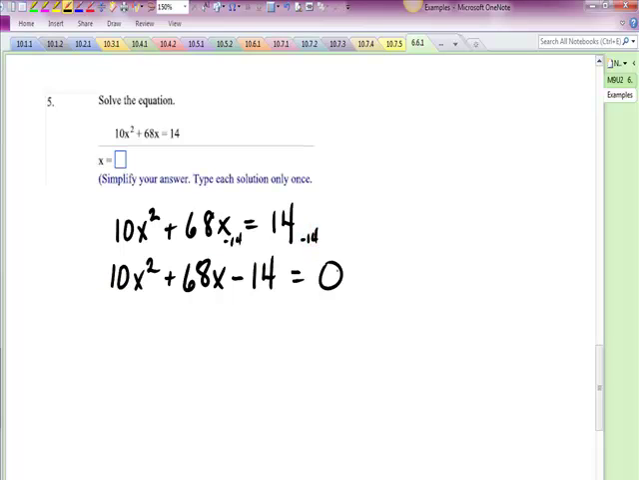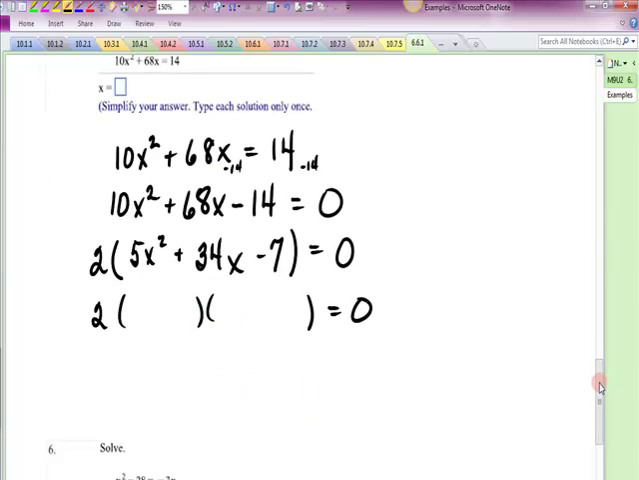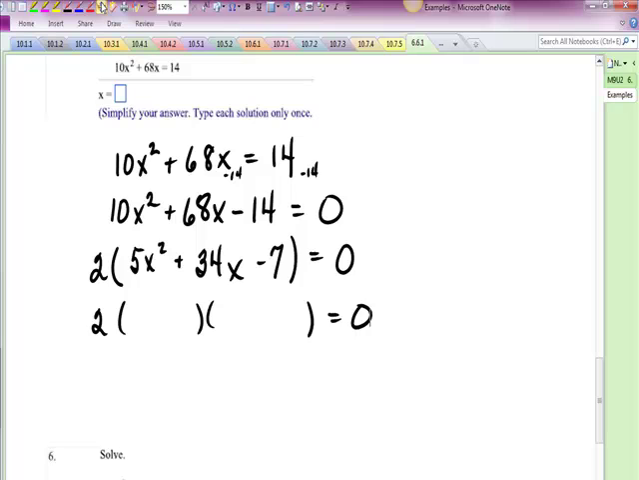Now, because I have a quadratic equal to 0, I'm going to factor. I always look for a common factor first, and there is a common factor of 2. That will leave me with 5x squared plus 34x minus 7 equals 0. Keeping the factor of 2, I'm going to look at trial and error. You can use the box method if that is the method that makes the best sense to you.